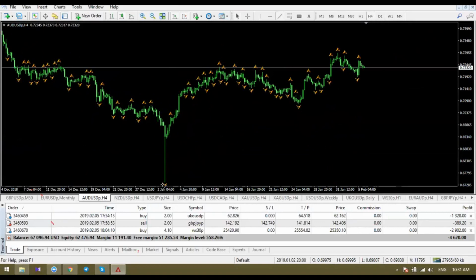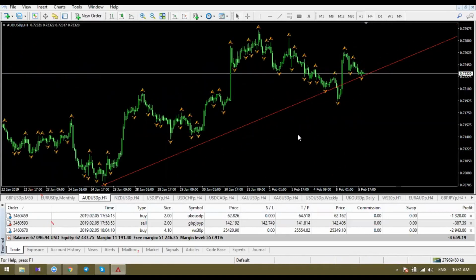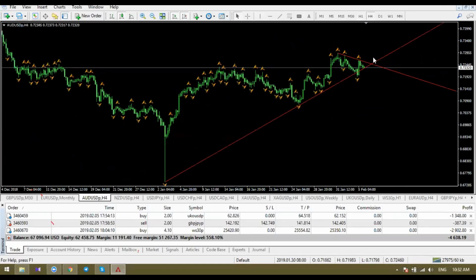But yes, if I switch from 4 hours to 1 hour, what do I have? I have a downward trend in 1 hour, but in 4 hours I had an upward trend. Do you understand?